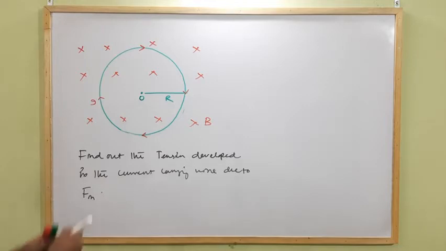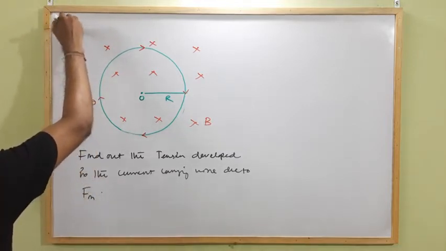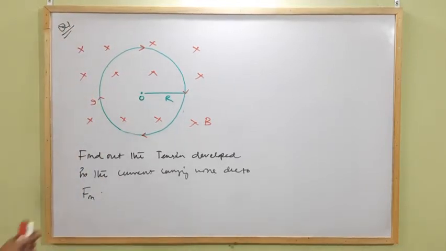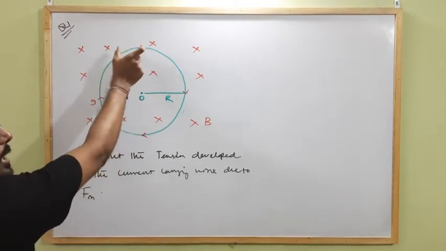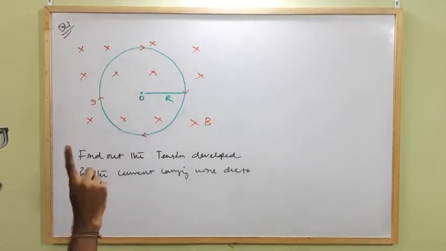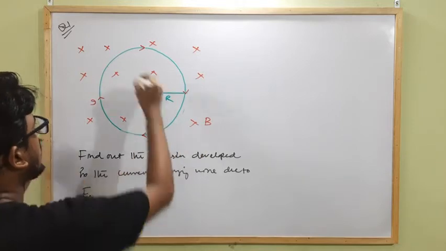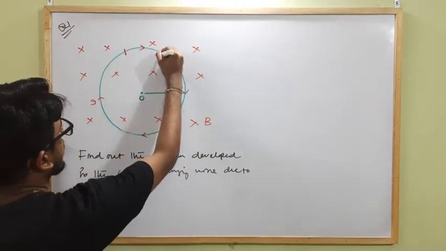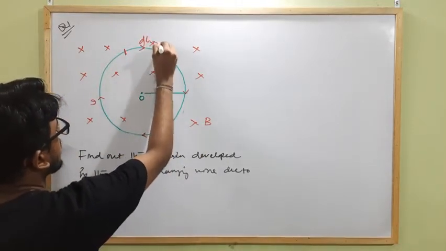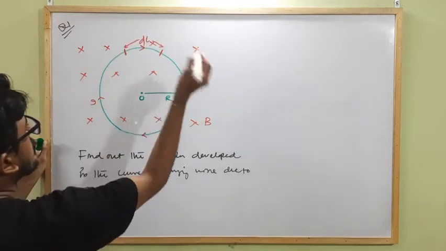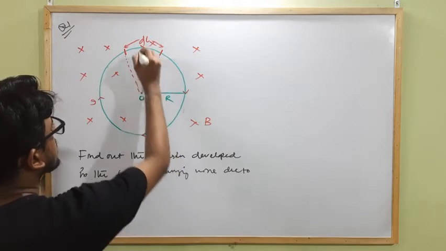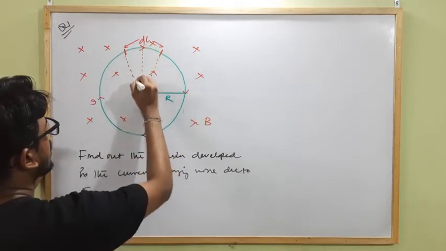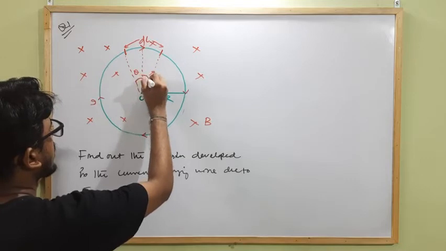Okay, so how to calculate this? How can we find out the tension developed in the current carrying wire? As we are considering, the net force acting on it will be 0, but at any particular segment the force is not 0. If I am considering a small segment over here of length dl, this arc is of length dl, which makes an angle. I am taking a segment like this. This angle is theta and this angle is also theta.